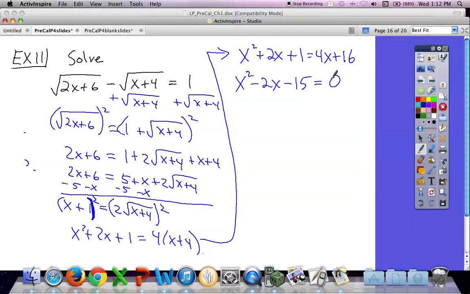Negative 5, positive 3, right? Negative 5, positive 3. So that is x minus 5 times x plus 3, which means x equals 5 and negative 3.